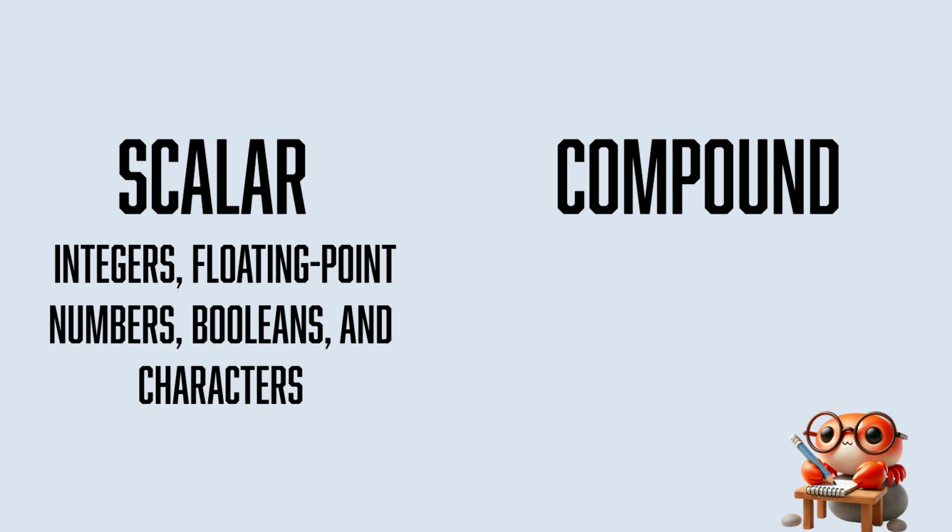On the other hand, compound types group multiple values into one. The two most common compound types are tuples and arrays. They let you bundle values together in structured ways.